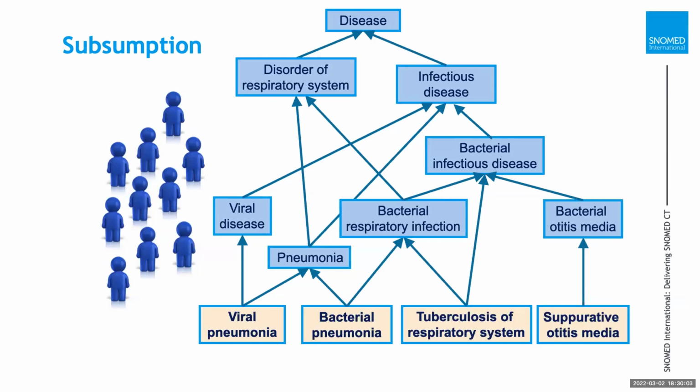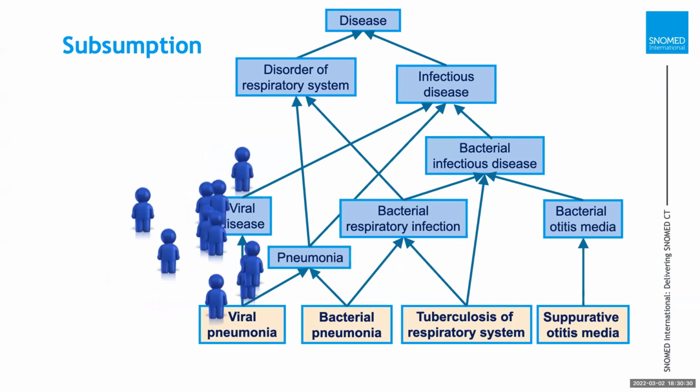The next technique is subsumption, and subsumption is when one concept is a subtype of another concept. Because we have this polyhierarchical structure in the SNOMED CT hierarchies that Liara already told you about, we can use these hierarchies efficiently to do analytics. So this approach uses the hierarchy, and let's just consider a small population here of people.